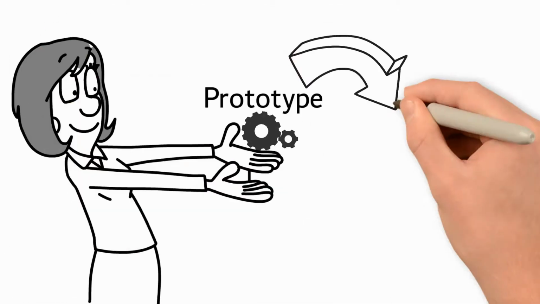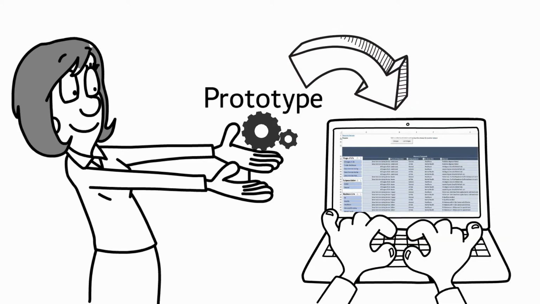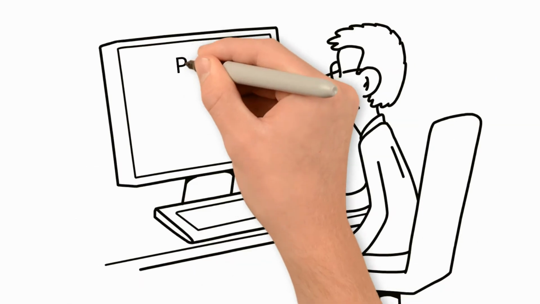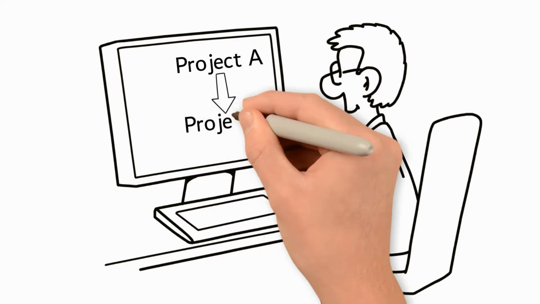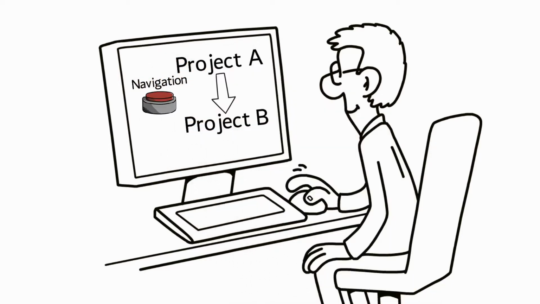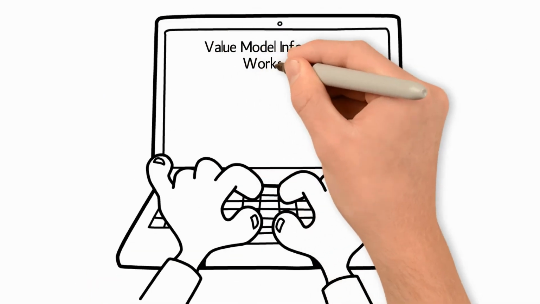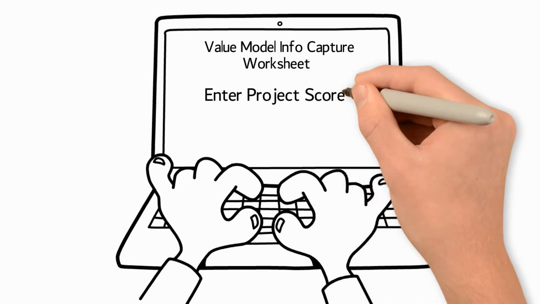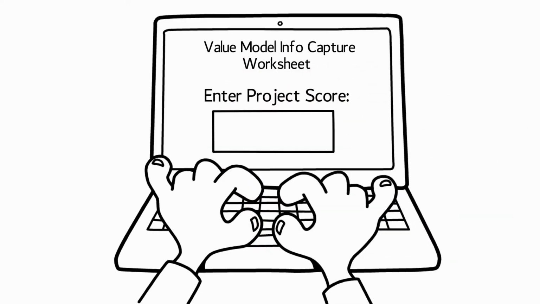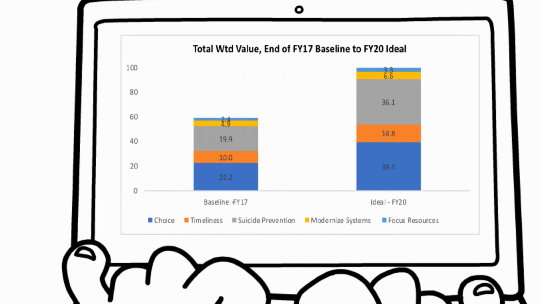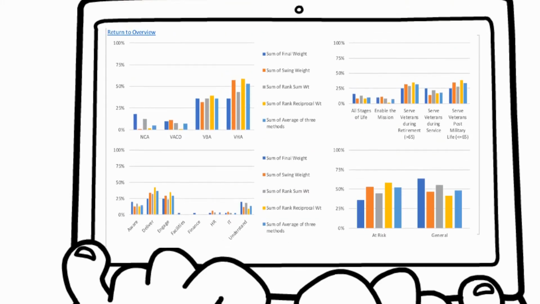The prototype provides data that maps many aspects of the VA. Leaders can quickly toggle on different groupings of projects using the navigation buttons on the left side of the table. This table maps VA strategy, VA priorities, measures, and many other features. The Value Model Info Capture worksheet tab is the place where project scores are entered. All the calculations are behind the scenes and displayed on the dashboard tabs.